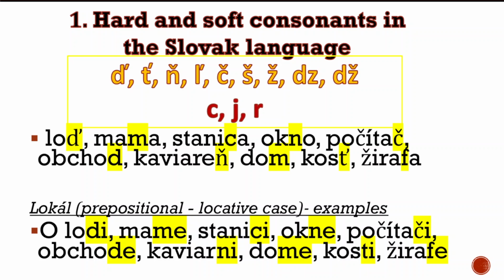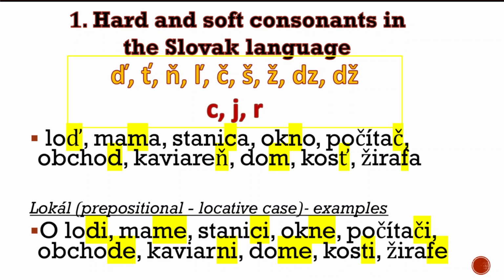And let's look at the example of the local, or locative, case. Let's see how the last letter of the root of the word will define its ending. There is a rule in the local case that after a soft consonant, we use the letter I, and after a hard consonant, we use the letter E. So, o lodi: D is soft, and there is the ending I. O mame: M is hard, so the ending is E. O stanici: C is soft.